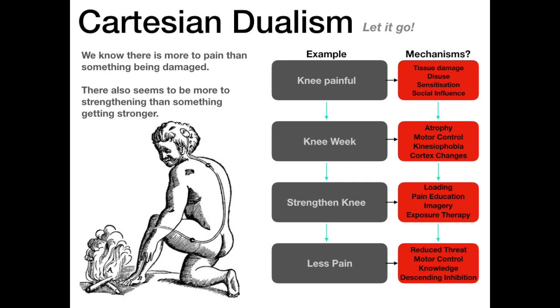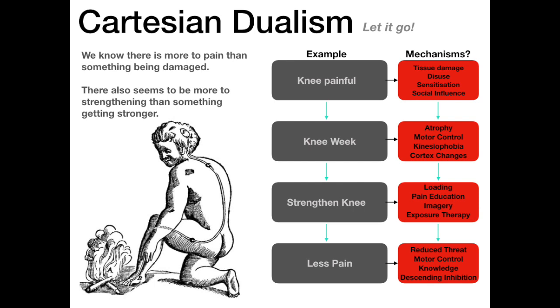Well, if a knee is painful, that could be due to tissue damage, of course. It could be due to disuse and some sensitization of the tissues. It may also be due to social influence and vicarious learning, for example. So information that a patient has gained from internet research or from speaking to friends or colleagues can also have an influence on the pain that they're experiencing.